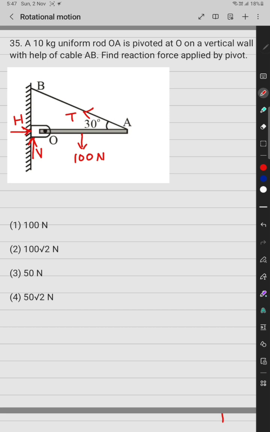But first of all, we want to find the tension, because the torque due to tension is equal to the torque due to weight. If both torques are equal, the rod will be in equilibrium because it is pivoted about this end. So first, 100 into the distance L by 2: 100 into L by 2, the torque in the clockwise direction, is equal to the torque in the anti-clockwise direction from this component, T sin 30.